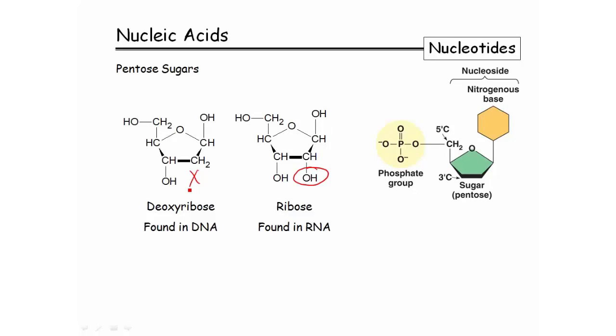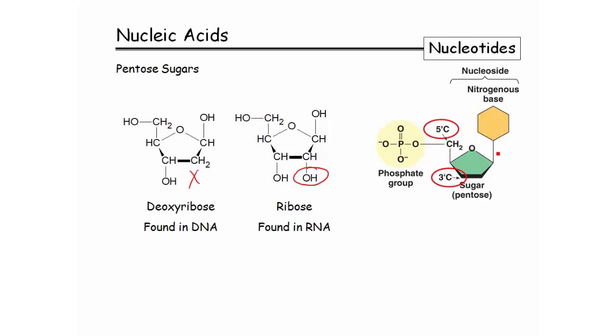The sugar is where the names DNA and RNA come from. So DNA, the D stands for deoxyribose, and the R in RNA stands for ribose. And that one difference is enough of a difference that it is going to alter the overall shape of the molecule. So DNA and RNA will have different functions inside the cell.